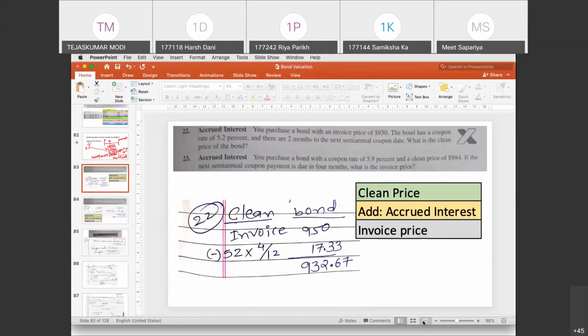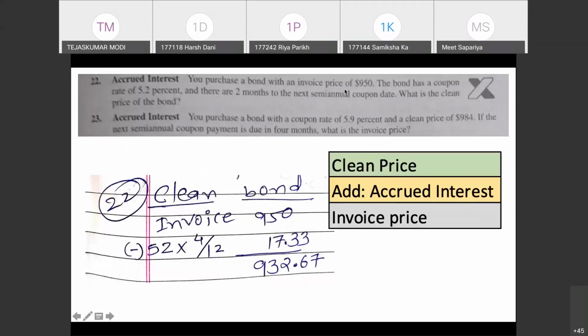Okay, guys. So this invoice price, when the dealer has quoted, it includes interest accrued for 4 months, right? Because the 4 months have lapsed and 2 months are left for receiving the next coupon. When he's charging this 950 rupees to someone who is buying, he's going to include the interest on this. So this 950 includes that, right? So it's a very simple calculation.